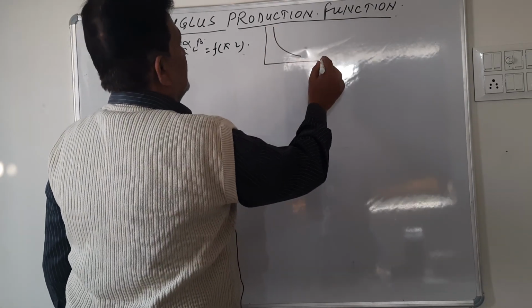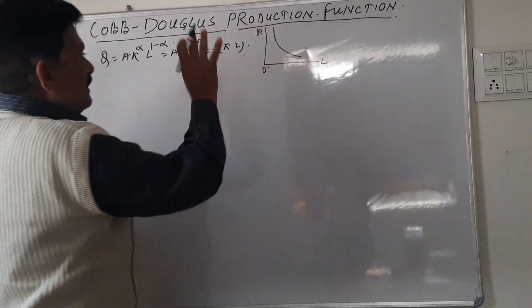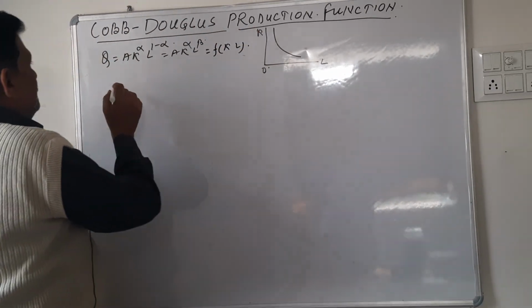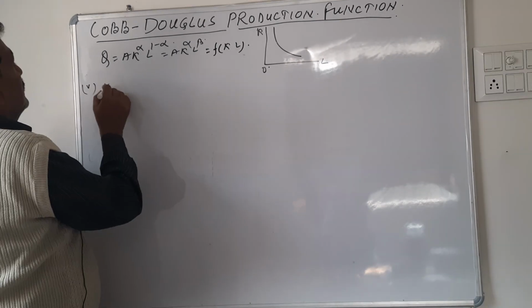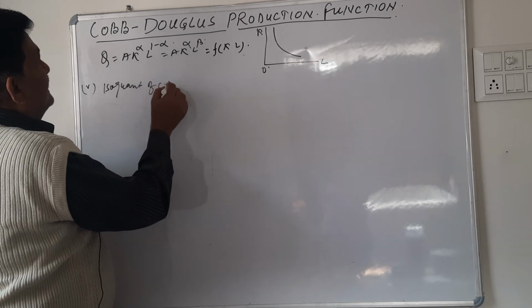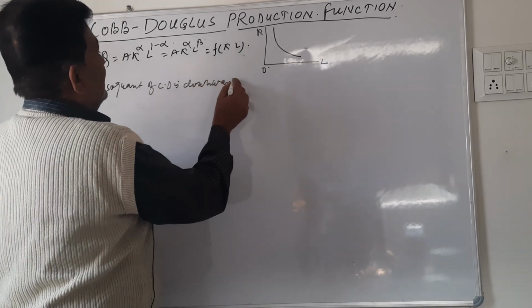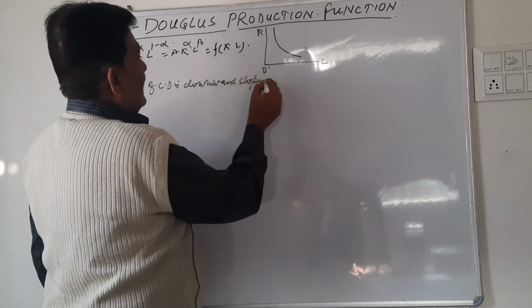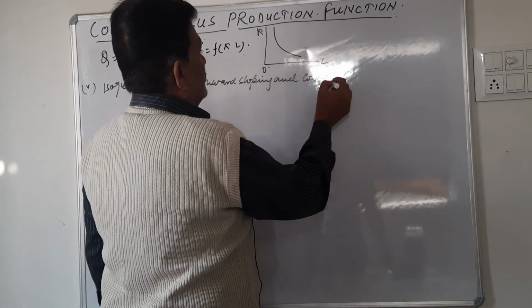It is a well-behaved isoquant. So this is downward falling as well as convex in nature. So it must be 5 or 6. The isoquant of Cobb-Douglas is downward sloping and convex from below.